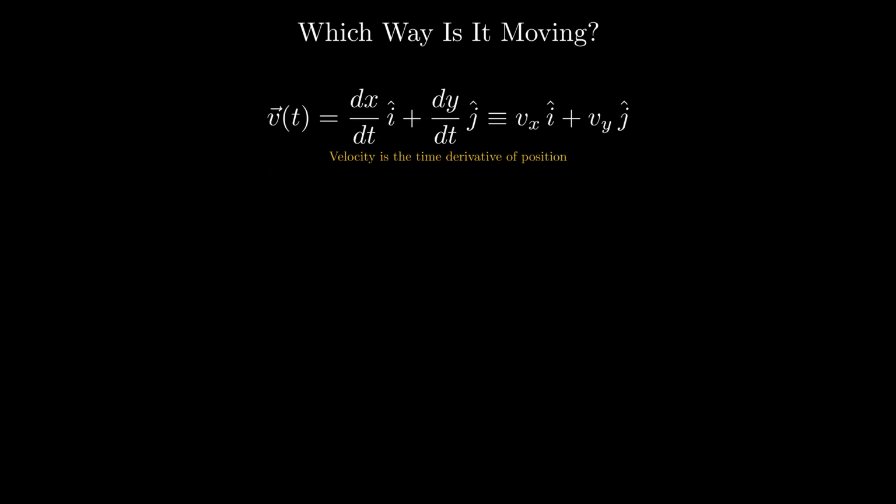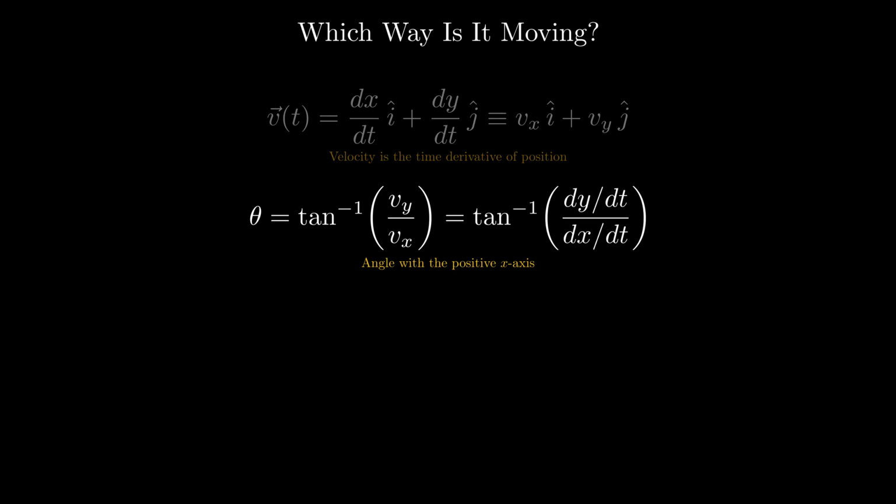The orbit gives us more than the shape. It tells us which way the object is moving at every point. The velocity is the time derivative of position. Its horizontal part is dx/dt. Its vertical part is dy/dt. Let theta be the angle the velocity makes with the positive x-axis. Then theta is the inverse tangent of Vy over Vx, which is the inverse tangent of dy/dt over dx/dt.